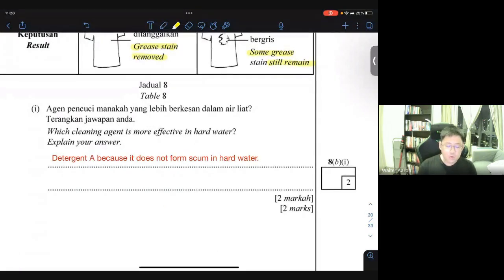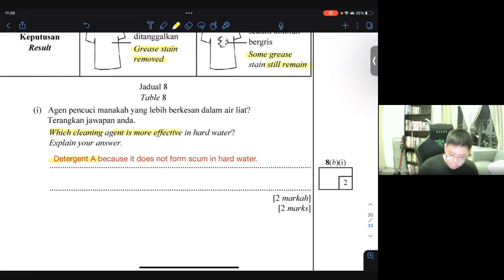The answer is very simple. Soap itself is not effective when it comes to cleaning clothes with grease or any stain. Why? Because soap can form scum with hard water, which contains magnesium or calcium ions. In this case, detergent A is more effective because it does not form scum in hot water. Since they ask which one is more effective, stating detergent A is already correct, 1 mark. And explain why: because it does not form scum, the effectiveness will not be affected. So therefore, you get 2 marks.